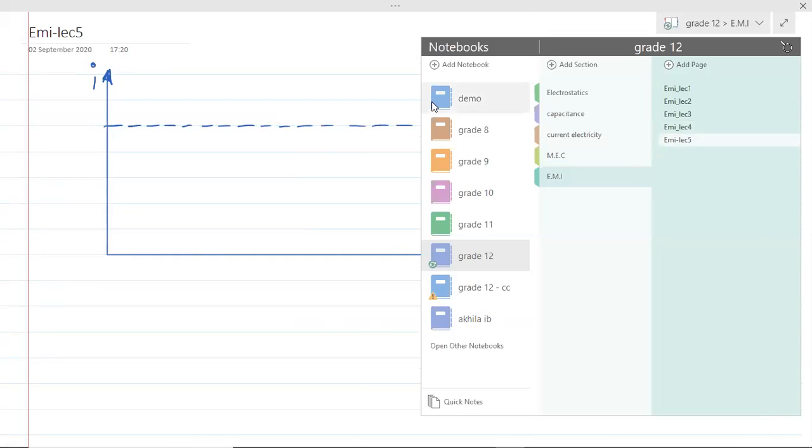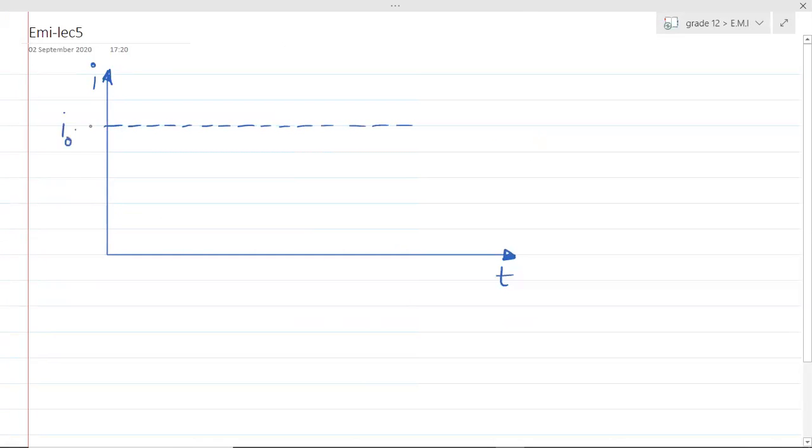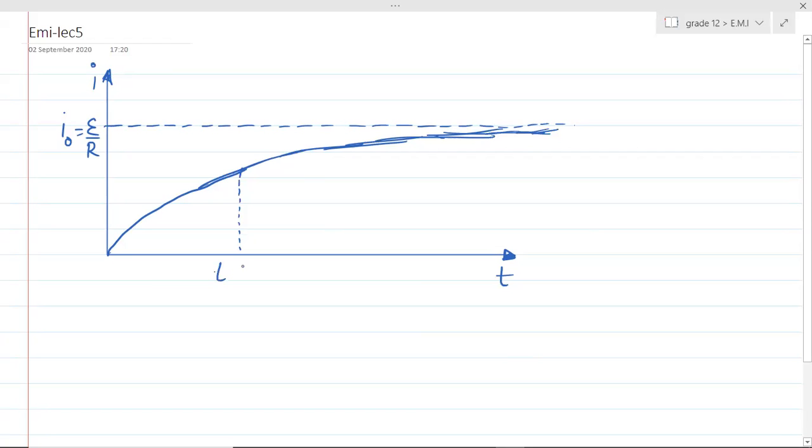So the same thing is happening over here. This is your I naught, which is equal to E by R, and the graph goes like this. It will never touch this line. It will keep on growing like this. At a certain time, which is basically t equals tau, you remember tau? Tau, the time constant. The current becomes 0.63 times of E by R.